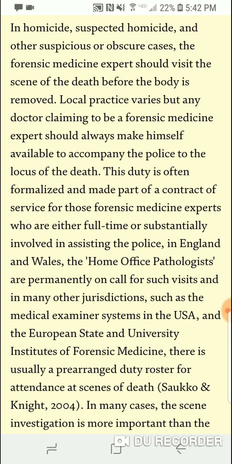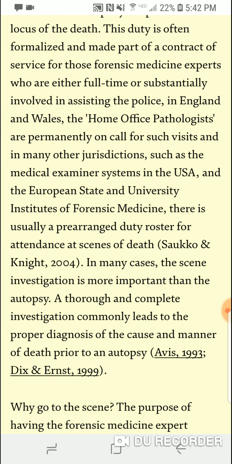I know Cook County is a large county, but it seems like they don't have enough personnel in the medical examiner's office. They're using this England and Wales Home Office pathologist. These people are permanently on call for such visits, and in many other jurisdictions, such as the medical examiner systems in the USA and the European State and University Institutes of Forensic Medicine, there is usually a prearranged duty roster for attendance at scenes of death.